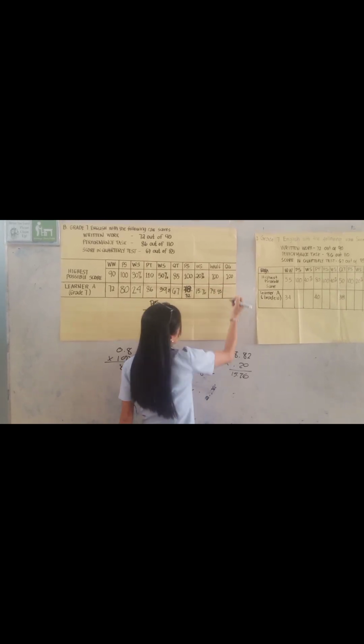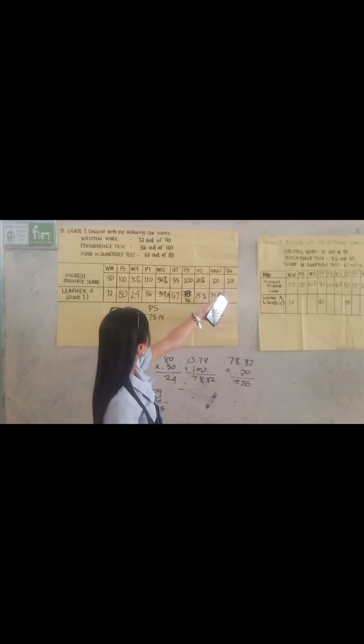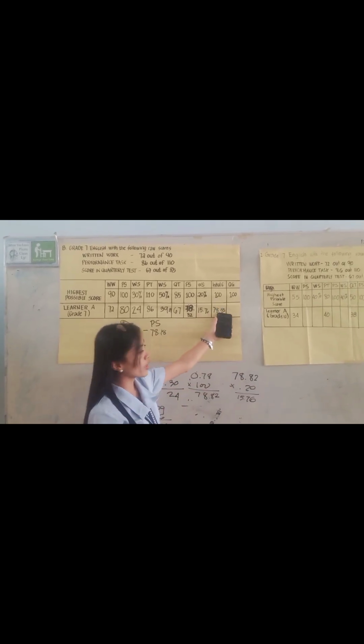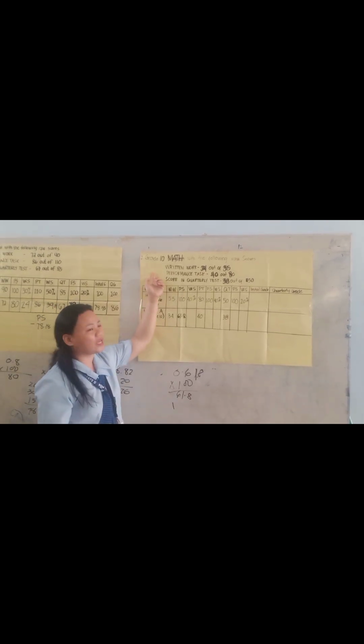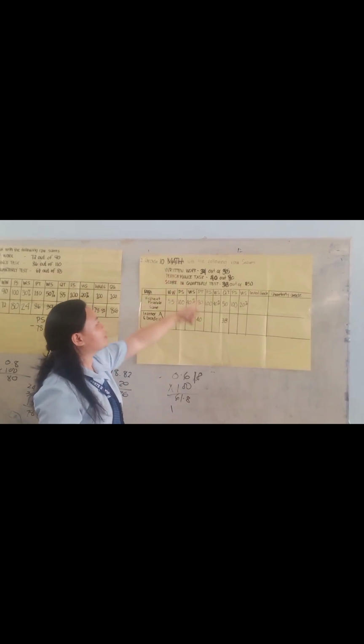So we're going to indicate here 78.85. In order to get the quarterly grade, we're going to transmute the initial grade to the quarterly grade. So 78.85, we're going to indicate here the quarterly grade is 86.